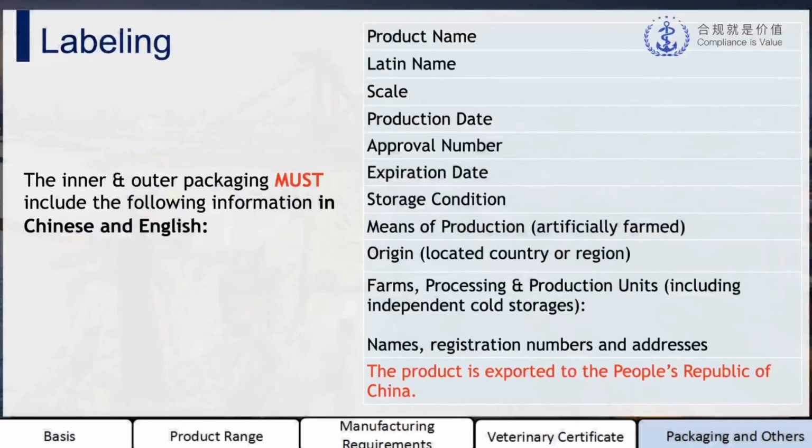Labeling. The inner and outer packaging must include the following information in Chinese and English: product name, Latin name, scale, production date, approval number, expiration date, storage condition, means of production, artificially farmed, origin, located country origin, names, registration numbers, and addresses of farms, processing production units, including independent cold storages. The statement: the product is exported to the People's Republic of China.